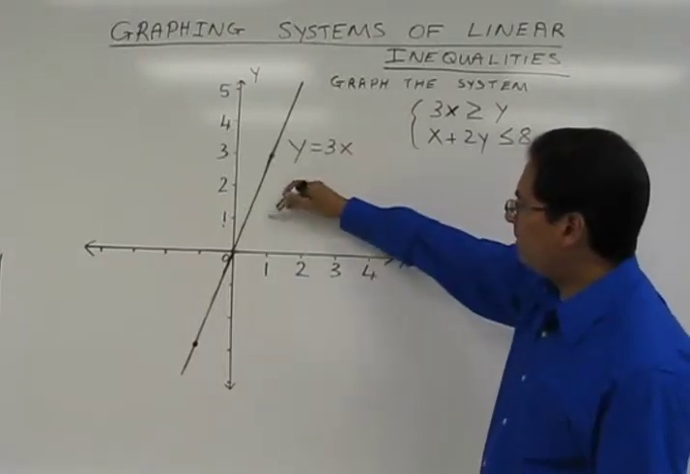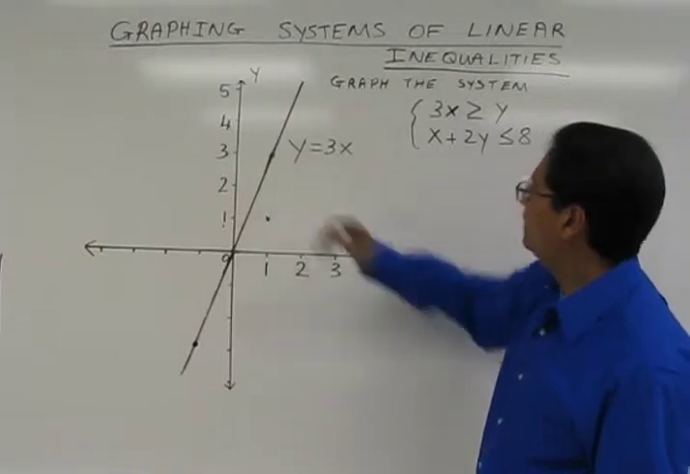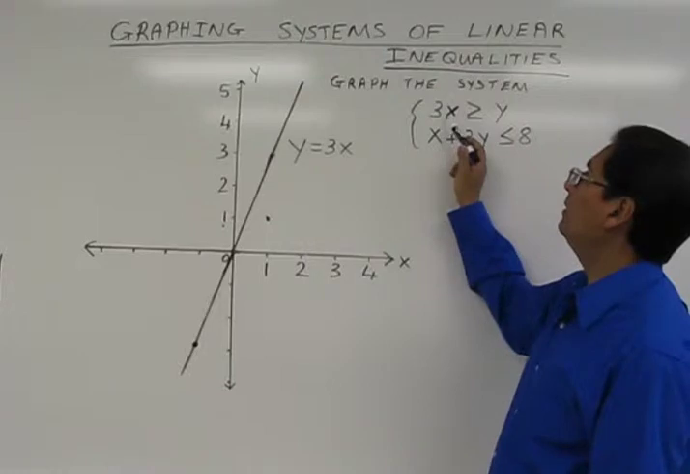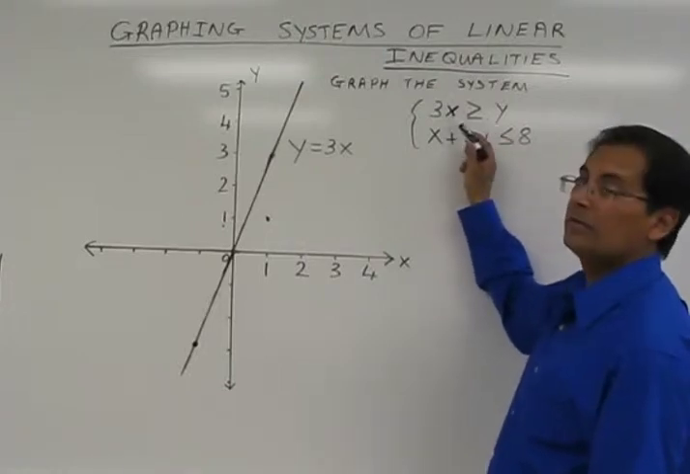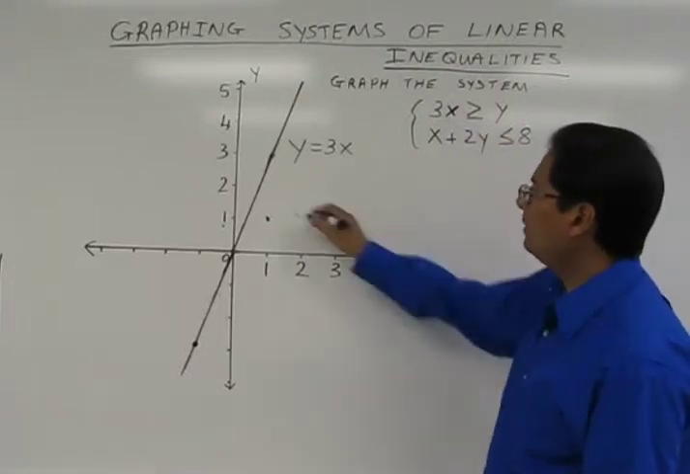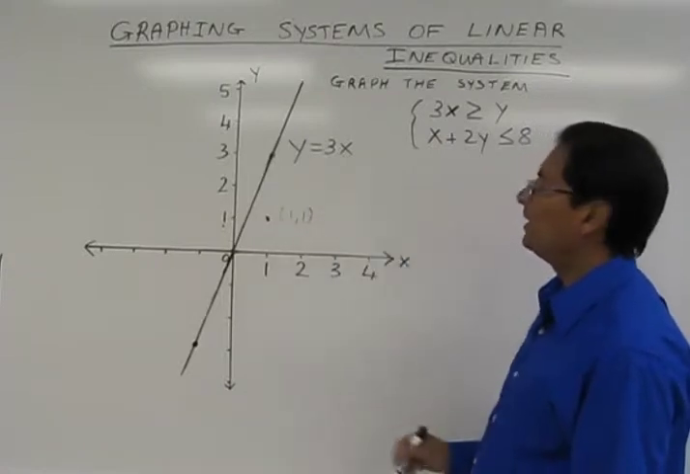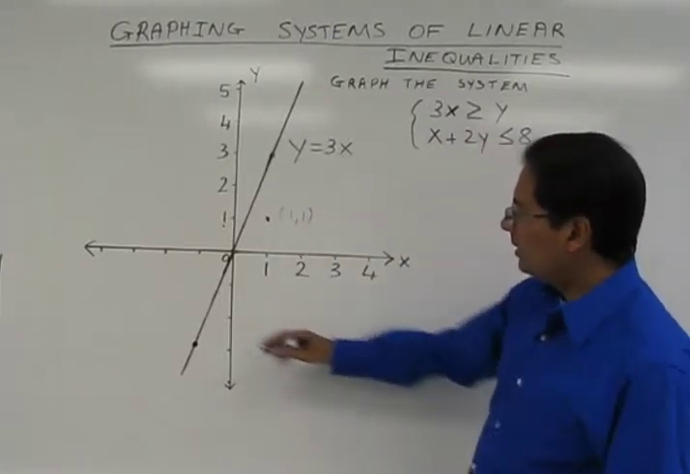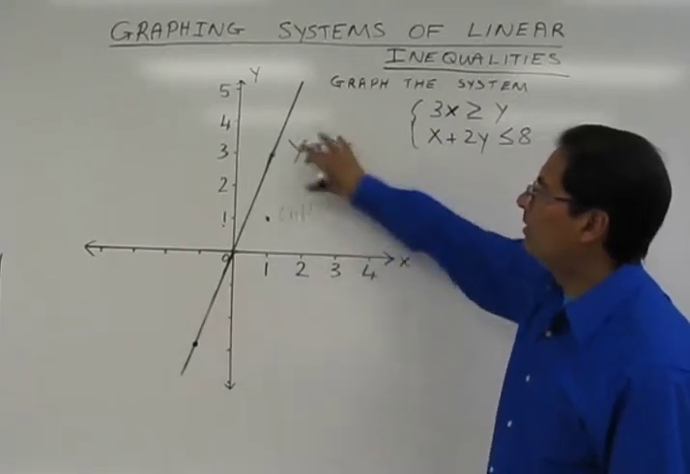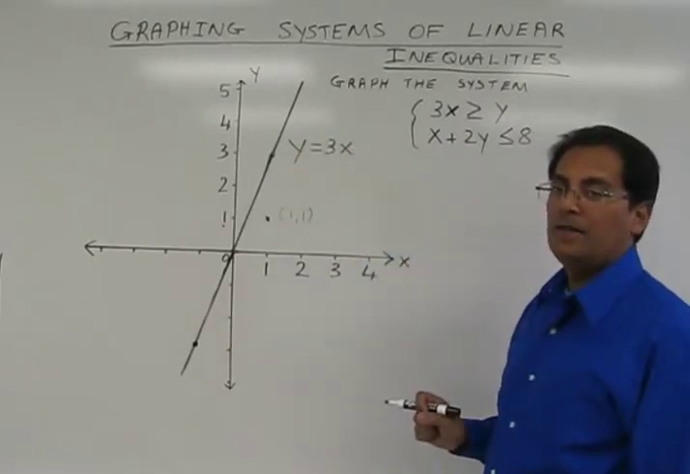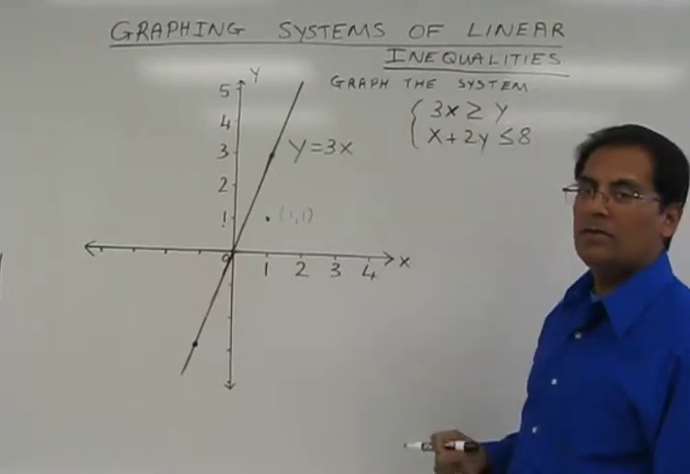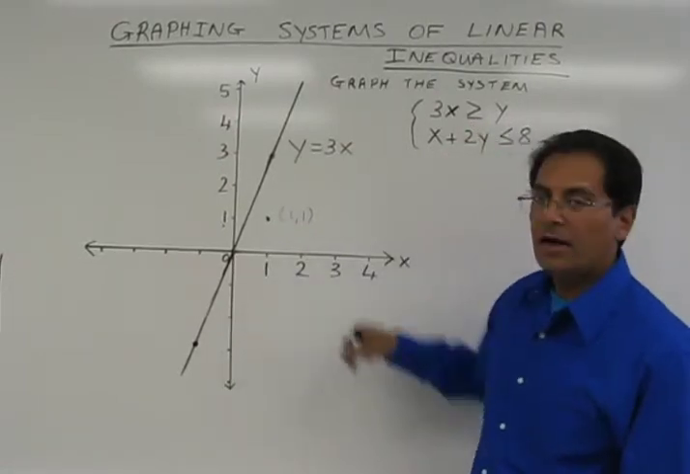For example, if I test this point 1, 1, and I throw it in here, we get 3 times 1 is 3. Is that greater than or equal to 1? And yes, that does satisfy the inequality. 3 is bigger than 1. So we see that we shade this side of that line. And we keep the line solid because it's a greater than or equal to inequality. So let's shade this side.